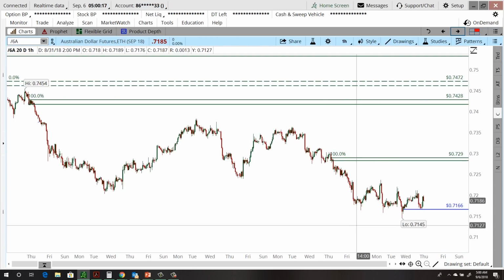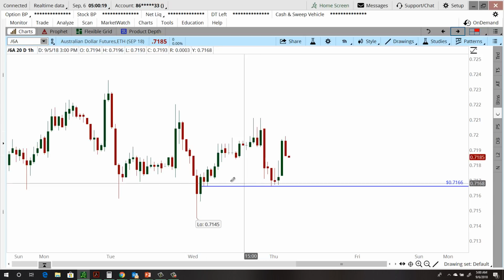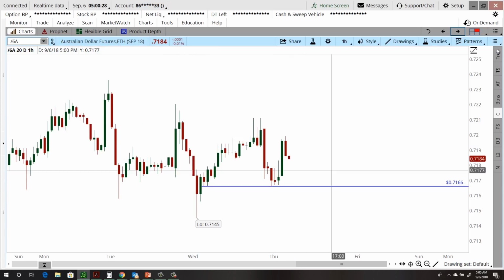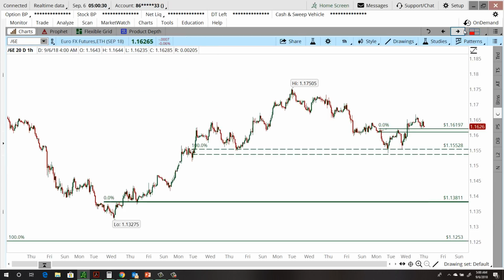Yesterday in the Aussie, we talked about a potential breakdown below this 71 area here. It rallied up off of it, came back to it overnight, and used it as support, which makes it a better breakout candidate. So still waiting on the breakout in the Aussie.